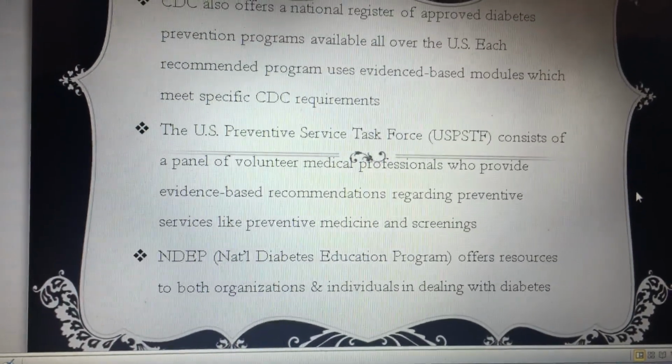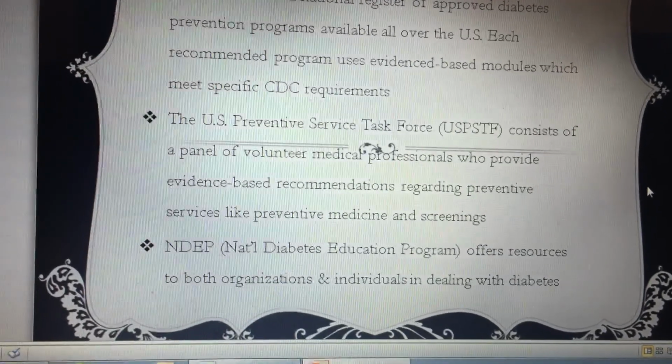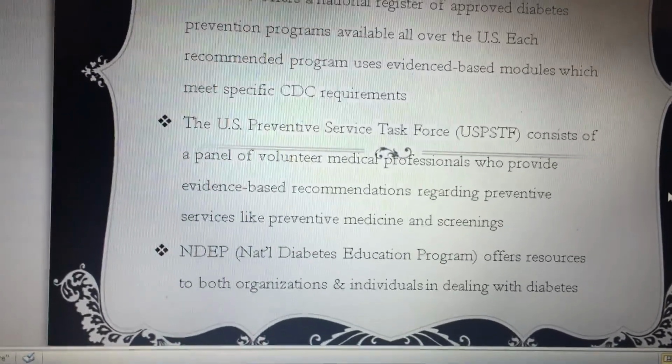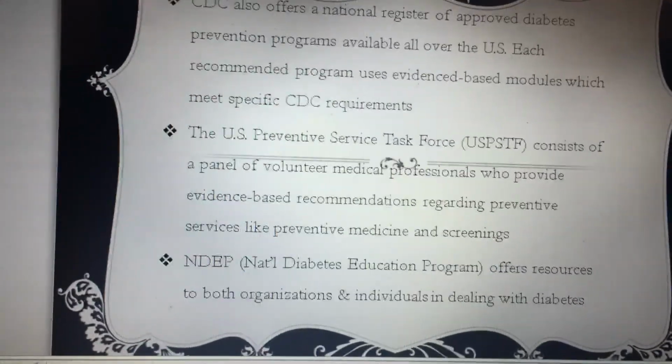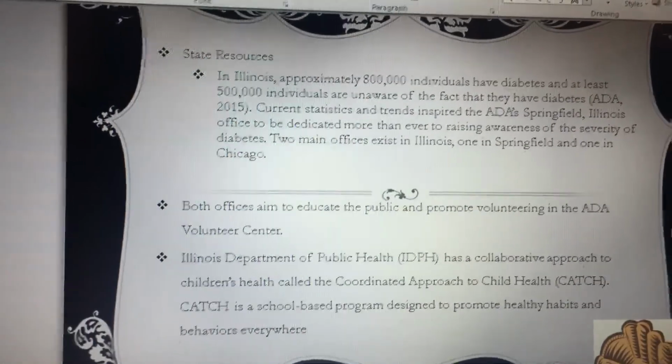And the National Diabetes Education Program offers resources to both organizations and individuals, helping them cope and deal with this chronic disease. State resources.